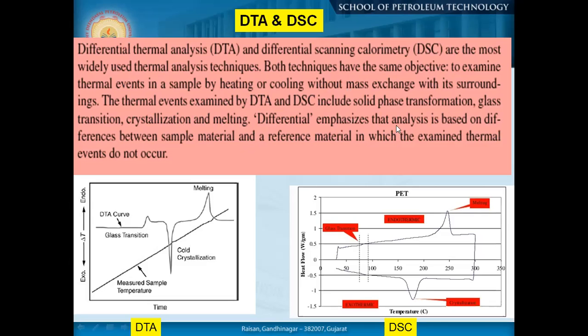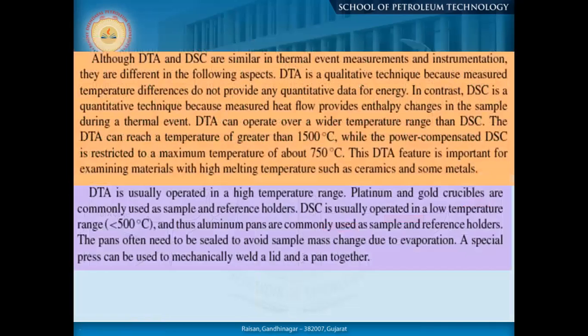Differential emphasizes that analysis is based on the difference between the sample material and a reference material in which the examined thermal events do not occur. So although DTA and DSC are similar in thermal event measurement and instrumentation, they are different in the following aspects. What are the differences? DTA is a qualitative technique because the measured temperature difference does not provide any quantitative data for energy. That means only endothermic and exothermic processes; there is only a difference in the heat between the reference and the sample.